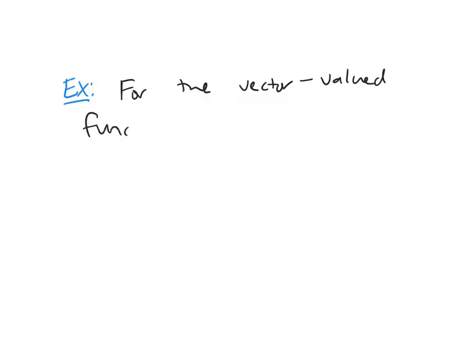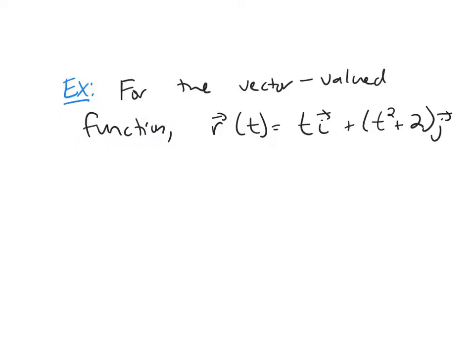So let's look at an example of calculating a derivative of vector valued functions. For the vector valued function, r of t is going to be t i plus (t squared plus 2) j. Find r prime of t.